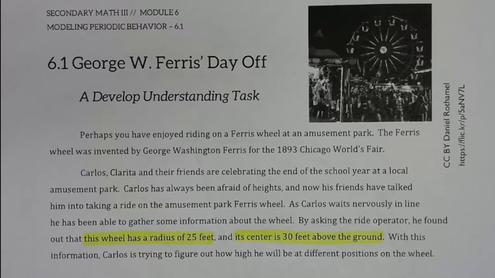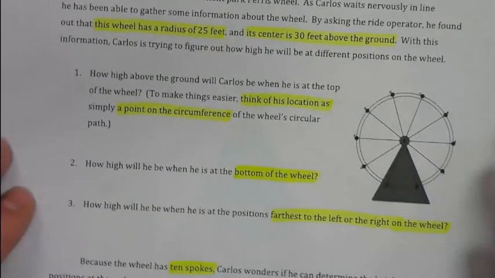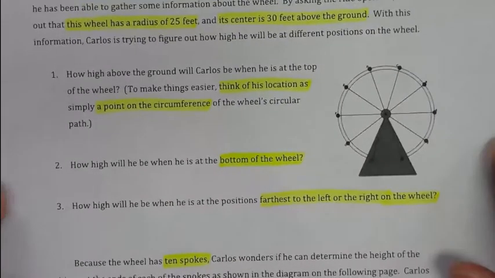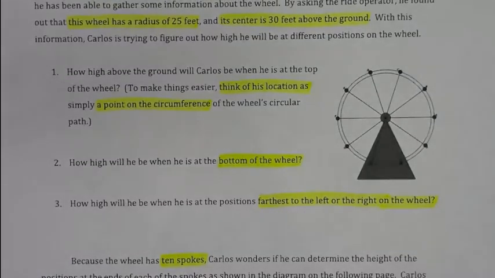So to start off with, we have three questions that we're going to be working on answering at the beginning of this lesson. The first question is how high up off the ground Carlos will be when he is at the very top, how high will he be when he is at the bottom of the wheel, and how high will he be at the positions that are the farthest to the left and the farthest to the right on the wheel. And these are all questions that you can try right now during this video.